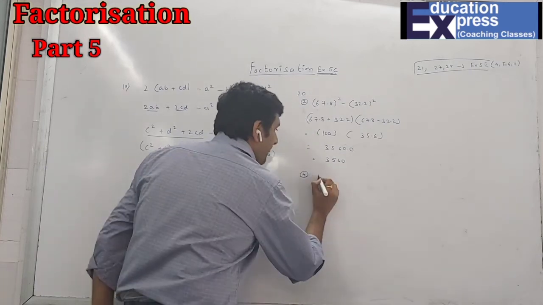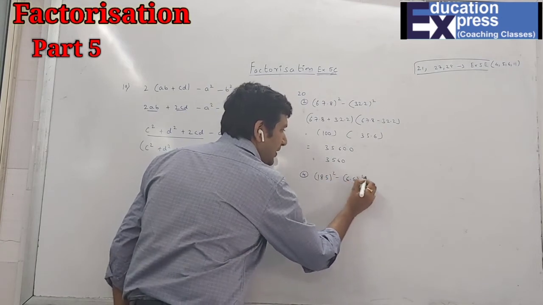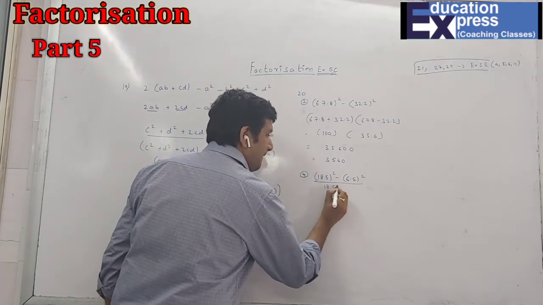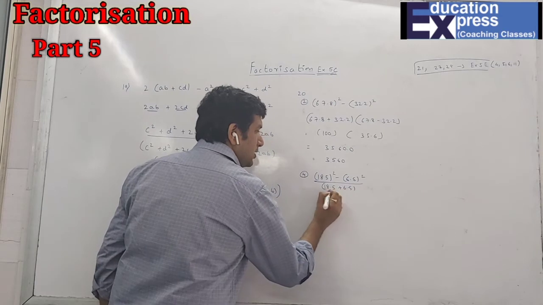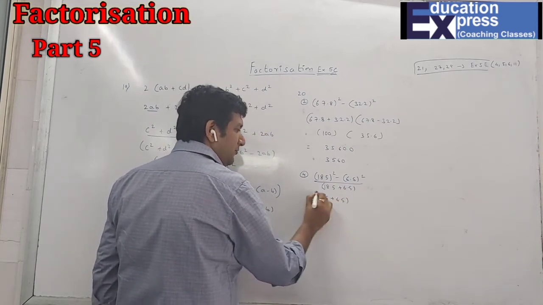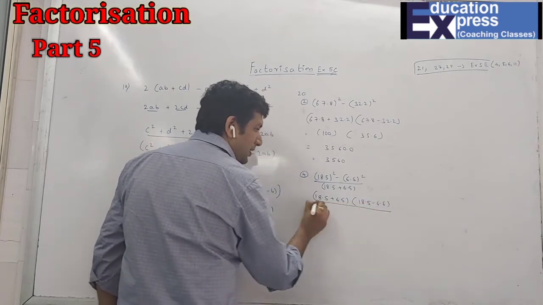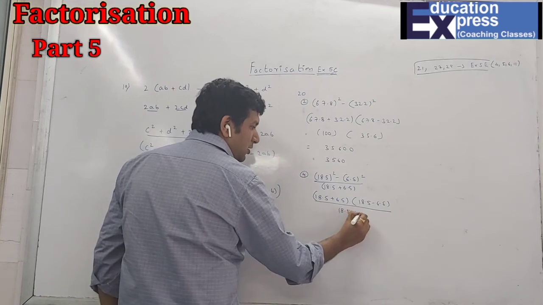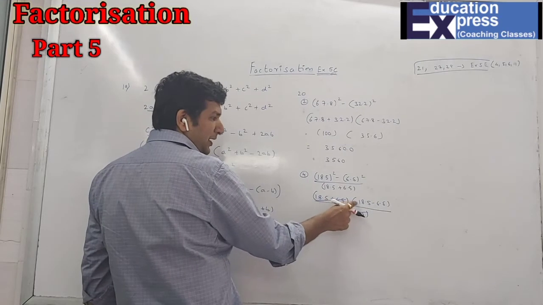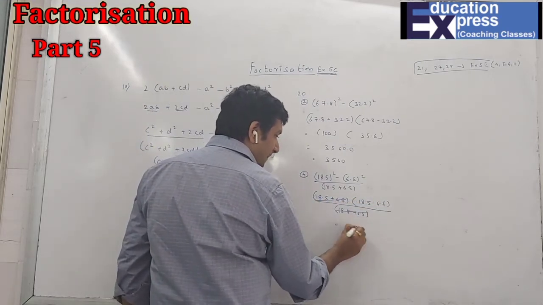80.5 square minus 6.5 square upon 18.5 plus 6.5. So a square minus b square is (18.5 plus 6.5)(18.5 minus 6.5). Everyone can see over here the numerator, this bracket and this bracket is same. I can cancel because between the brackets there is no sign, so I can cancel. 18.5 minus 6.5 is nothing but 12.